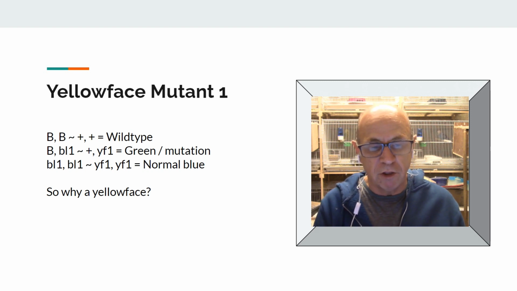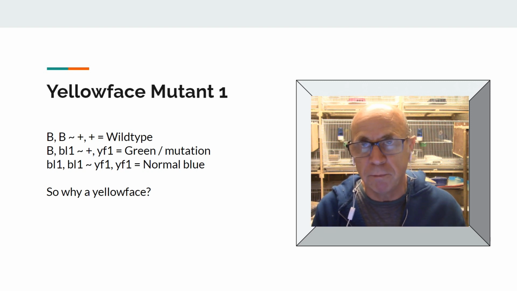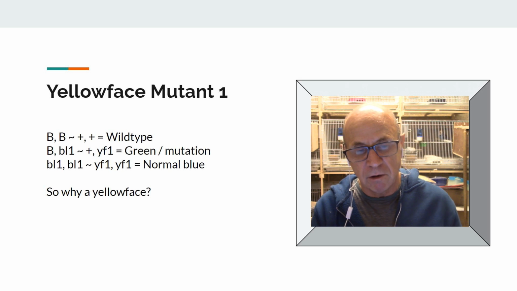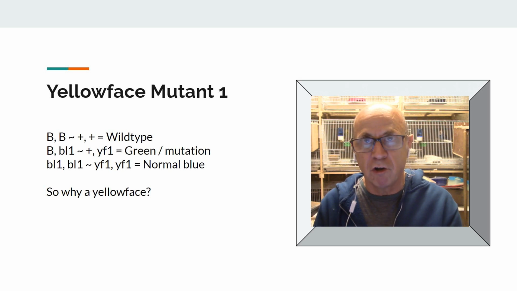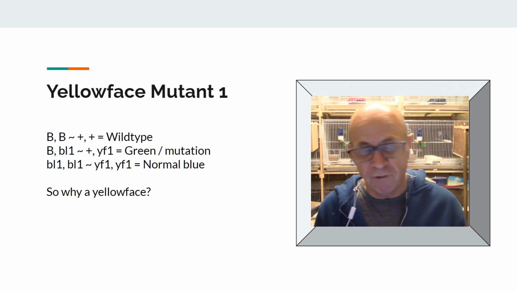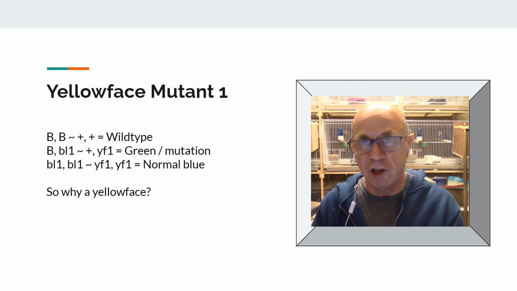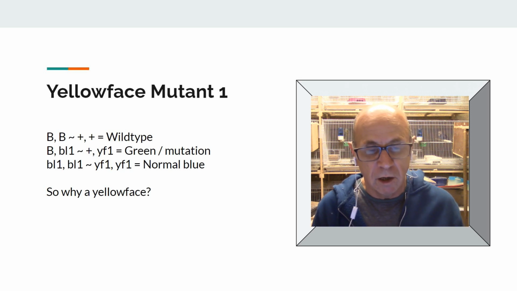So the BB on the left represents the non-mutated wild type blue gene, and on the right hand side we can see the two crosses, which is the non-mutated wild type Yellowface mutation. So we've got BB, and then we've got the two crosses, which equals the wild type green.